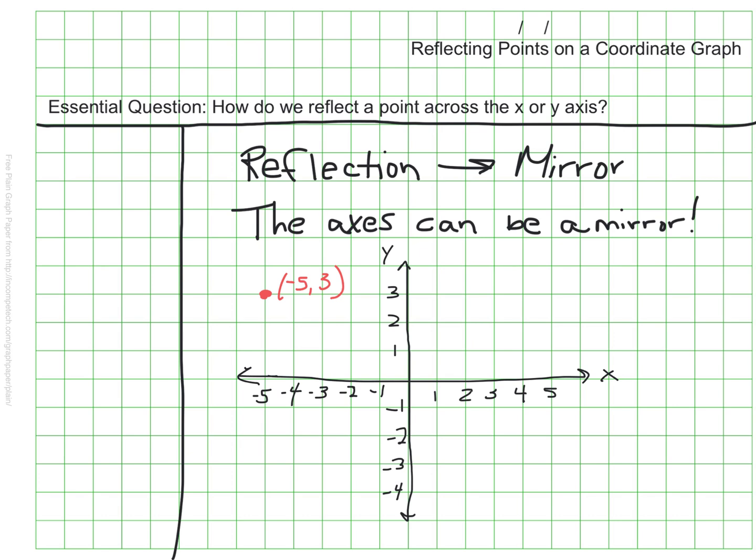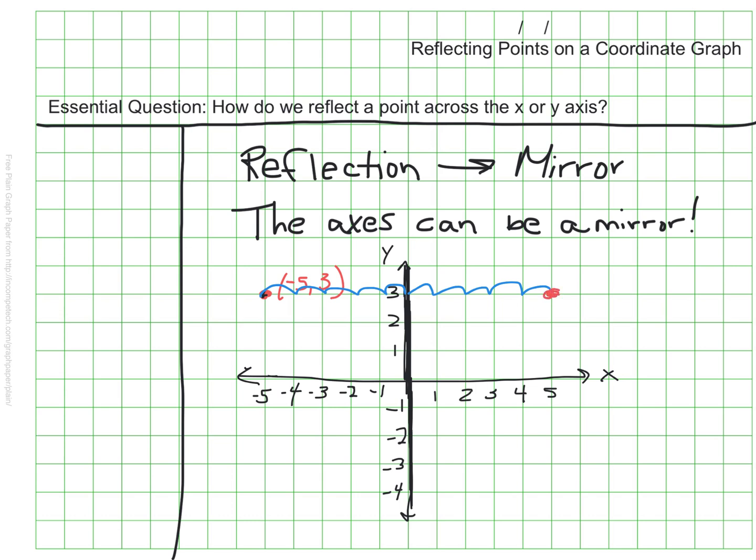If I want to reflect this across the y-axis, that means that this y-axis, I'm going to just shade it darker as I talk about it, is going to serve as our mirror. So the point that we have here, -5, 3, should be in the same place, just on the opposite side of the y-axis. So instead of this point being 5 points, 1, 2, 3, 4, 5 points to the left of the axis, it's going to be 5 points to the right. And it will land right here.